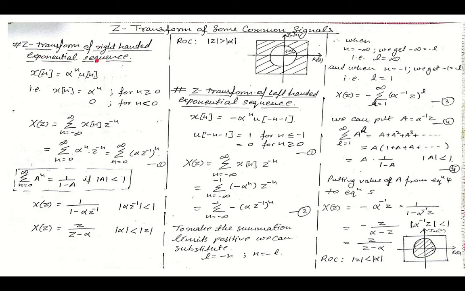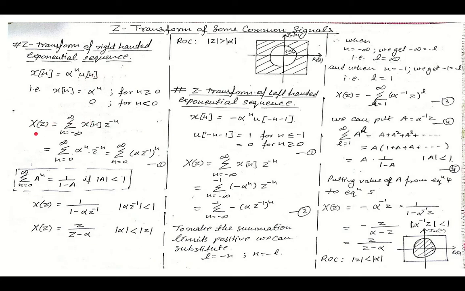Now for the right-handed exponential sequence, we are given alpha to the power n u[n]. This alpha to the power n can be considered as an exponential sequence, and since it is multiplied with u[n], it tells us that x[n] will be alpha to the power n for n greater than or equal to 0, and it will be 0 for n less than 0. So it will be inheriting the property of u[n].